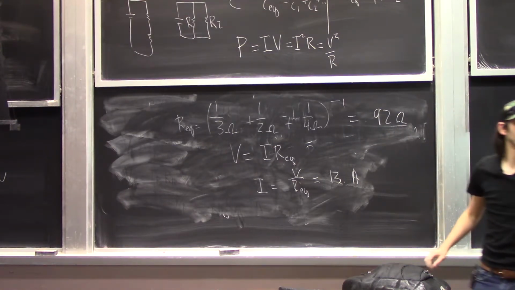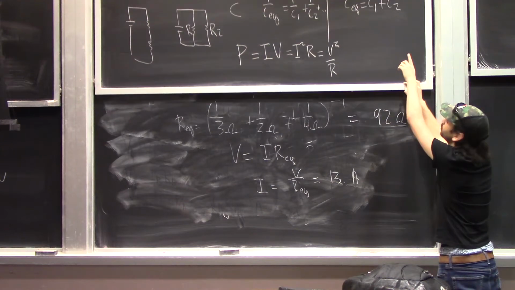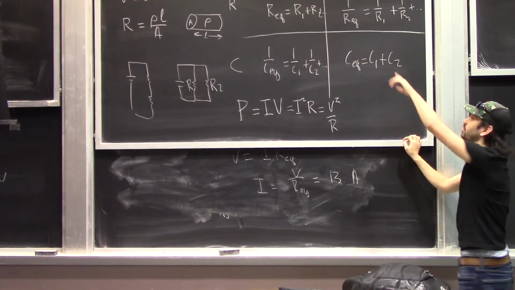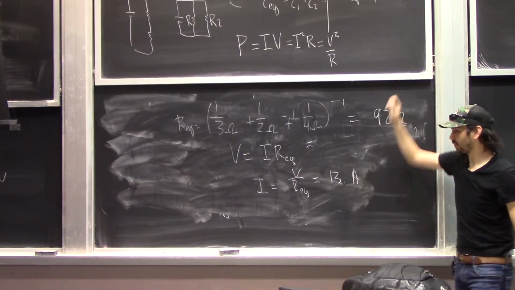Yeah, question? Why did you raise that to negative one? It's because 1 over REQ is equal to 1 over R1 plus 1 over R2, and so we're solving for REQ. Yeah, yeah. Okay.